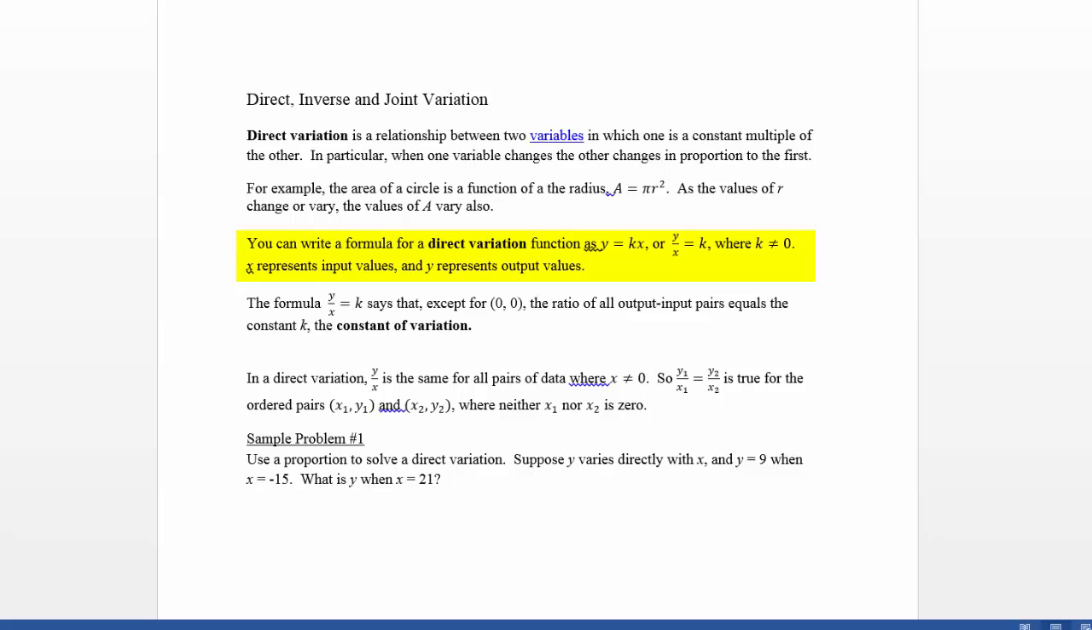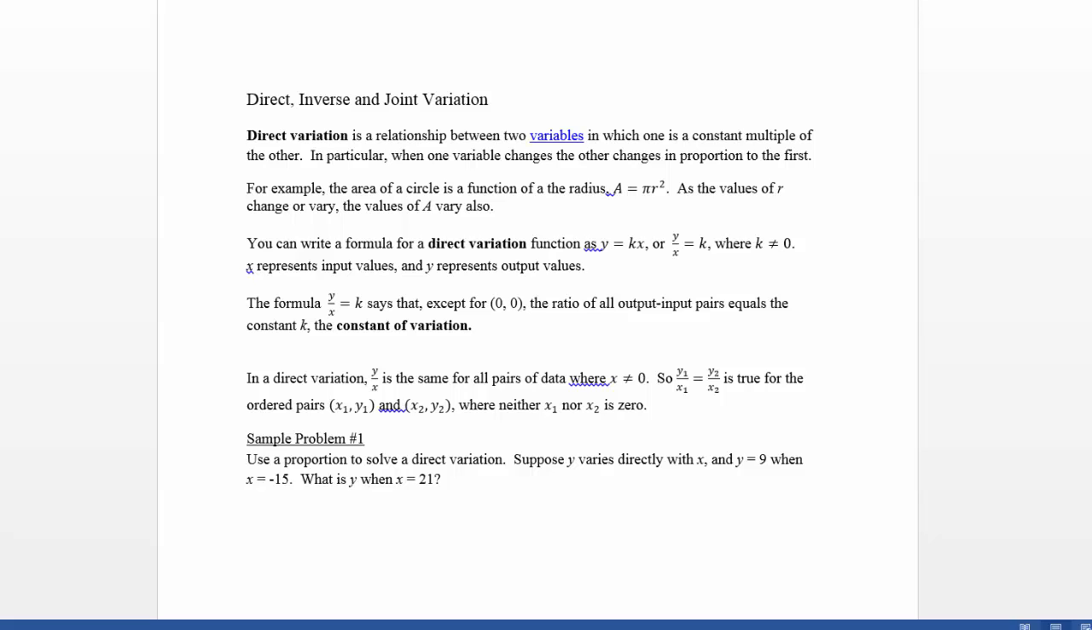It almost looks like a linear function with k acting as the slope. Well, in a lot of ways it is. The k is what we call the constant of variation. And of course you remember that the slope is a constant rate of change. So those two things are kind of similar. So you can think of the k and the m, so to speak, as being the same thing.